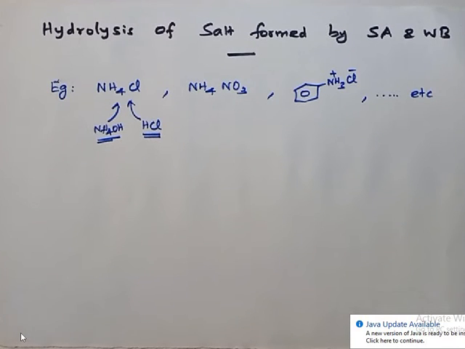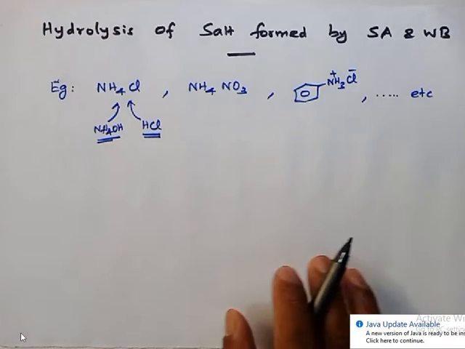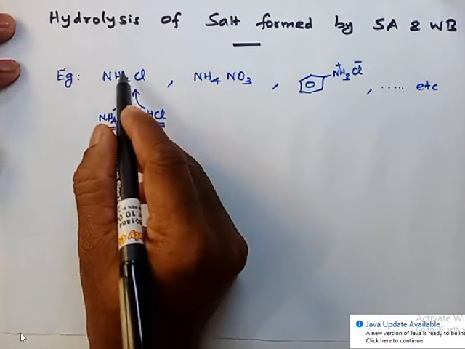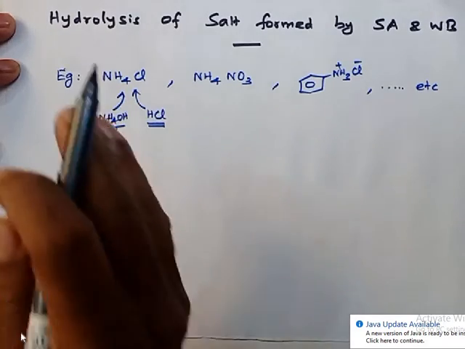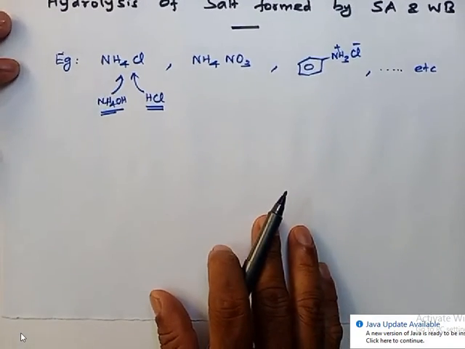Right, so how does this salt undergo hydrolysis, how do we calculate the hydrolytic constant for the salt, and how do we calculate the pH of the solution? For example, I'll take ammonium chloride as an example, and we'll discuss based on that.